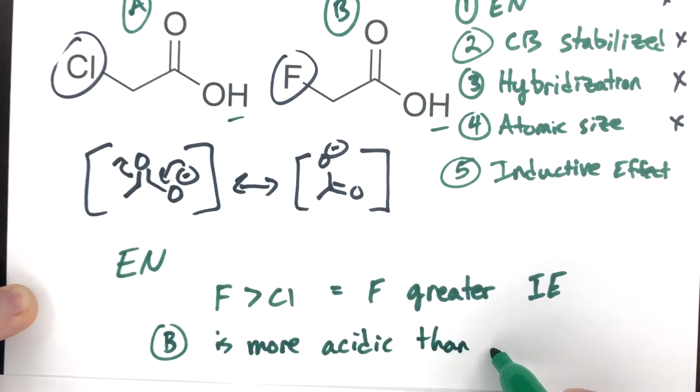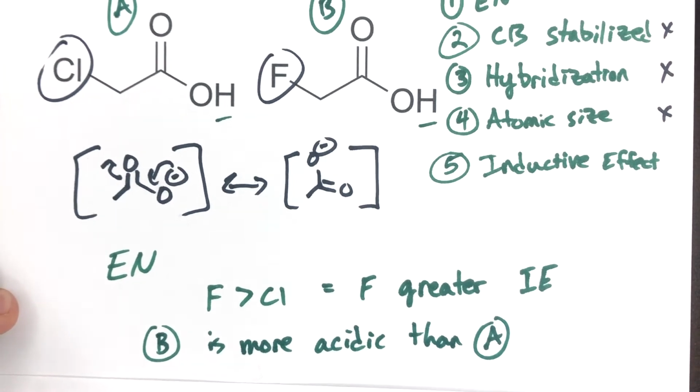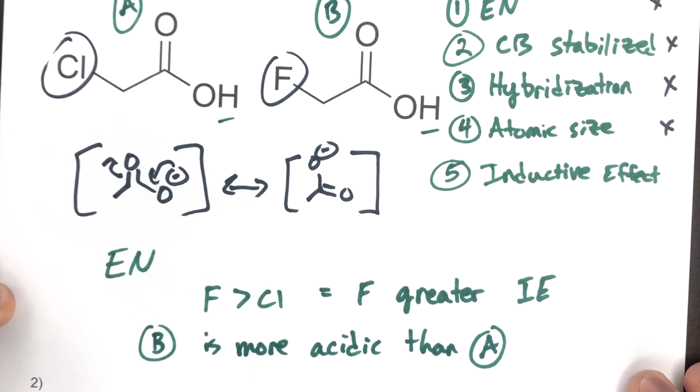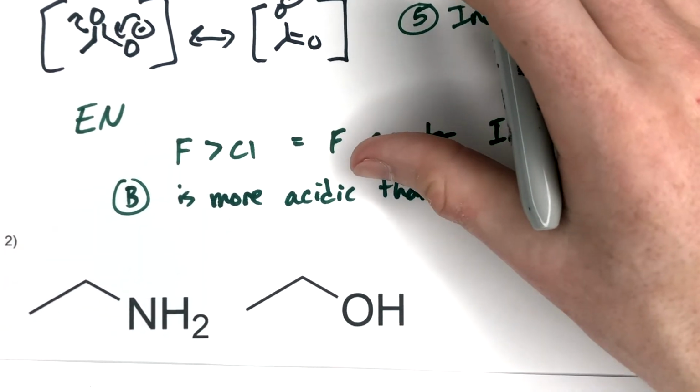Or in other words, B has a lower pKa than A. Okay, moving to the next question.